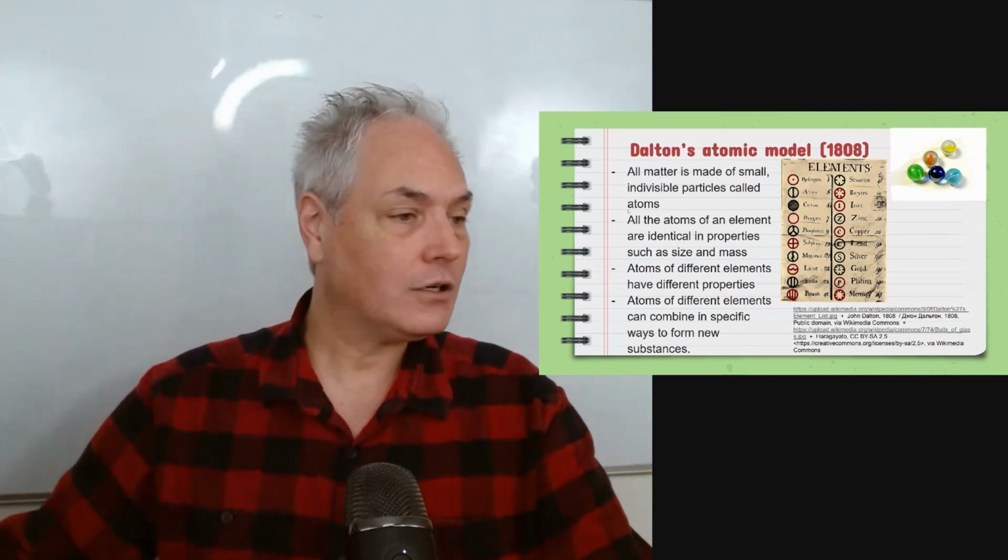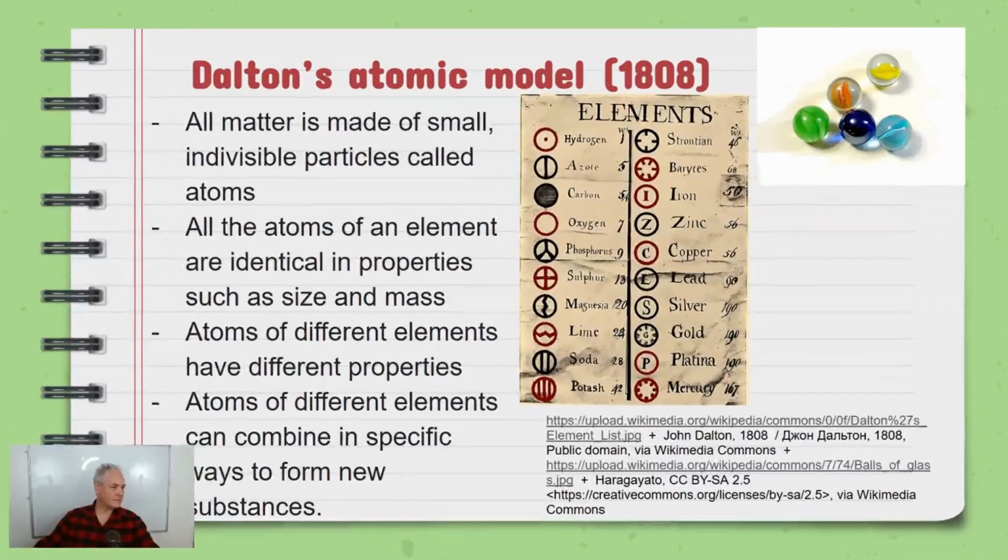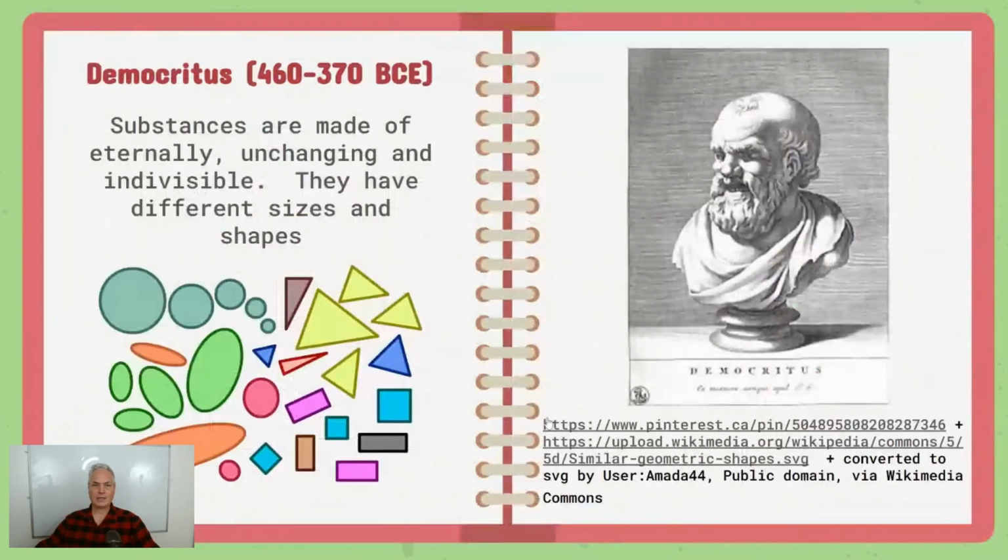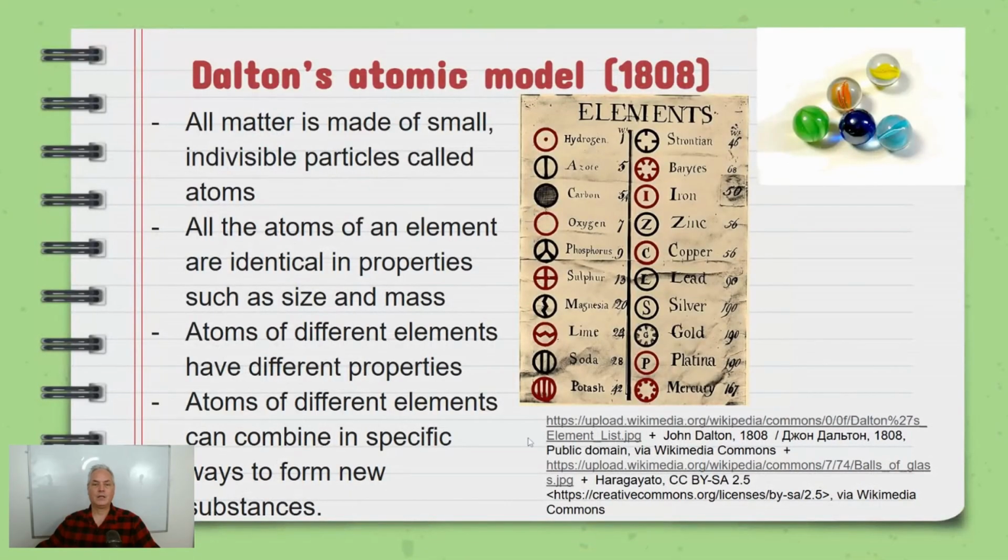So his definition of matter goes like this. So first of all matter is made of small indivisible particles called atoms. So if you keep in mind, it goes in line with what was done before. All the atoms of an element are identical in properties such as size and mass, similar to what, let's see, what's his name? Democritus had mentioned.